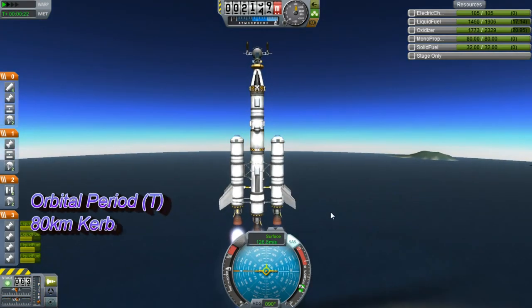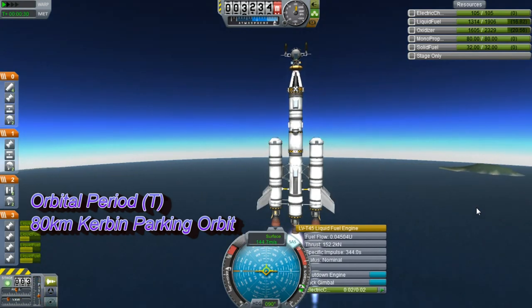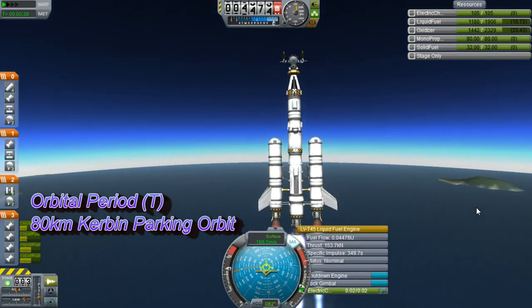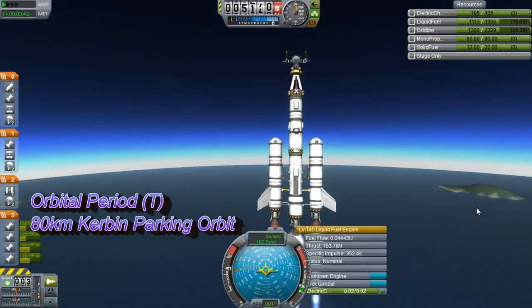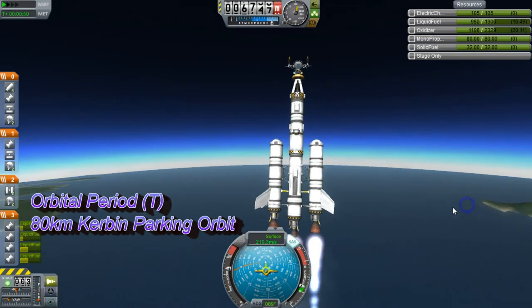So, equations. We're aiming for a parking orbit of 80 kilometers, so what's the orbital period? We know the orbital velocity from the last episode, and we could use that to find the time to travel the circumference of the orbit. But let's just skip the middleman.